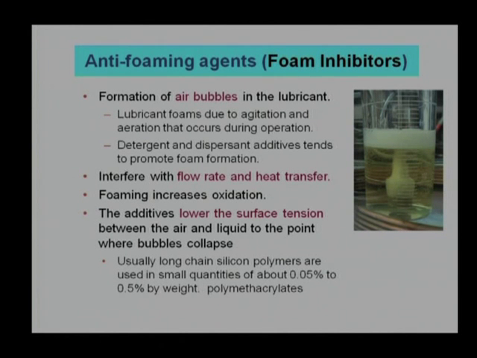Now, you need additives which reduce the surface tension between air and liquid to collapse the bubble, and one of the common additives is based on silicon. The silicon polymers are used in very small quantity in liquid lubricants to avoid the foaming, to avoid the effect on heat transfer and mass flow rate, and to reduce the possibility of oxidation, as the collapse of the bubble before reaching the contacting surface will reduce the oxygen or air which is carried over the surface.